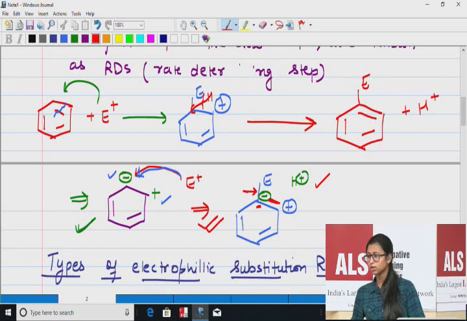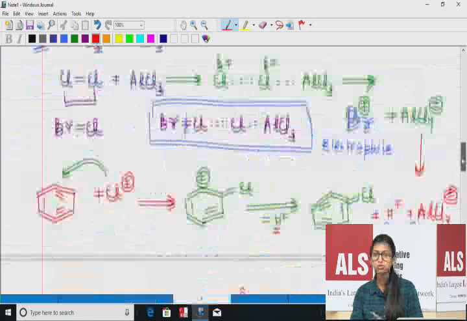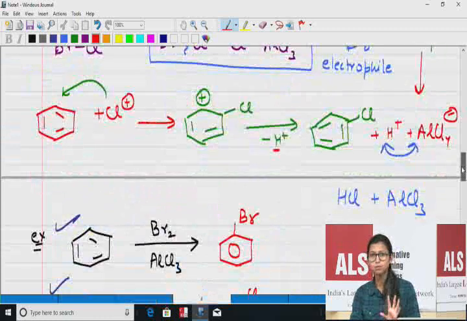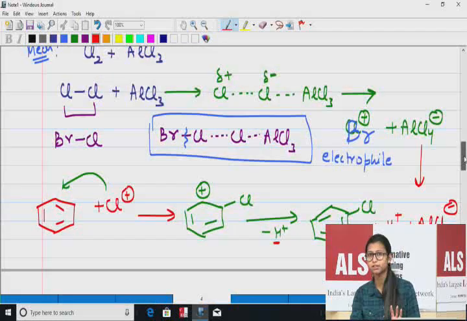Okay, so what we are doing right now is talking about organic chemistry, the electrophilic aromatic substitutions. I hope you people have started this chapter in your schools and you have some idea related to this.